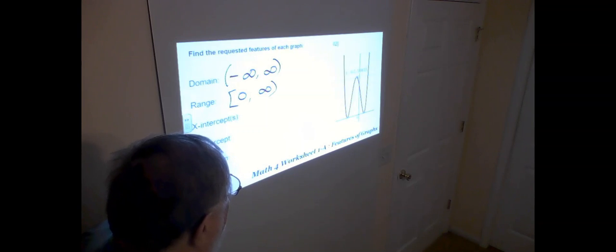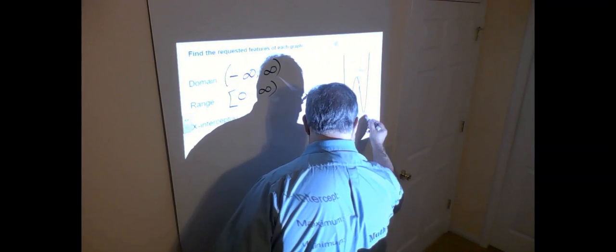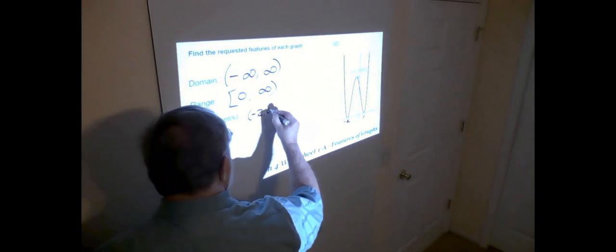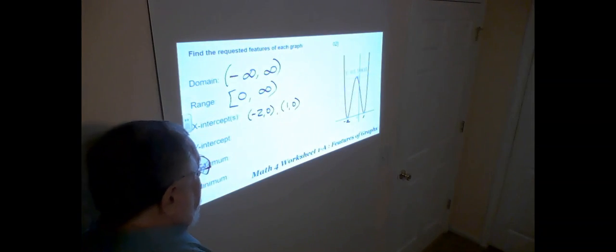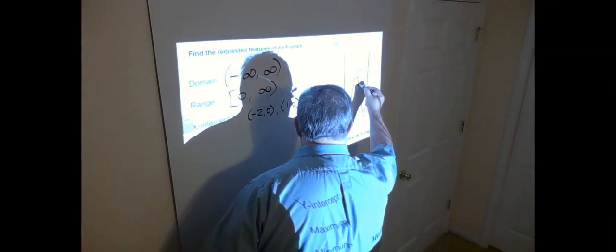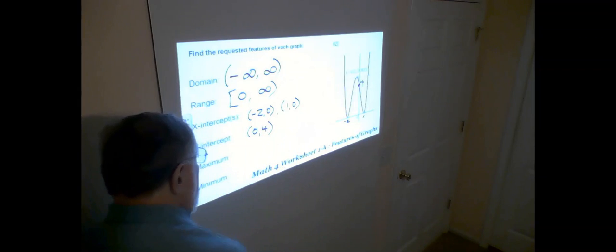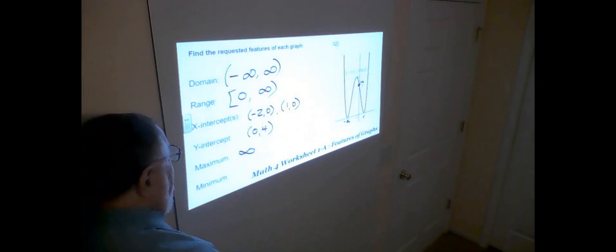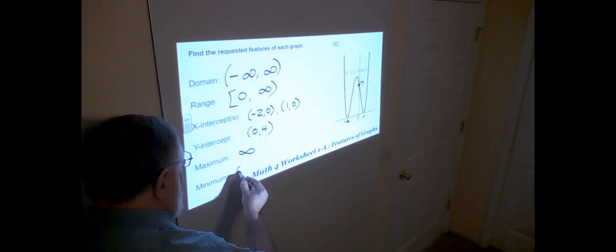All right, x-intercepts. Let's see now, we got one here at -2, and we got one here at 1. And we're going to say (-2, 0), (1, 0). The y-intercept is happening right there where it is 1, 2, 3, 4. The maximum, it's going forever up. The maximum is infinity. The minimum, we said y does not get any lower than 0.